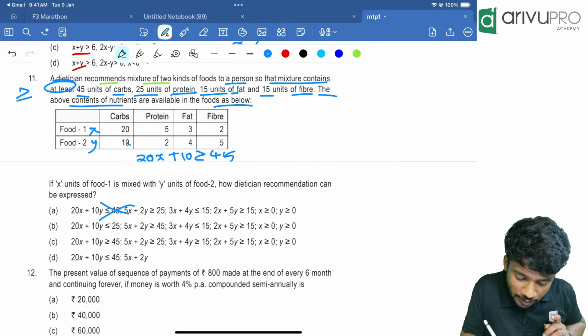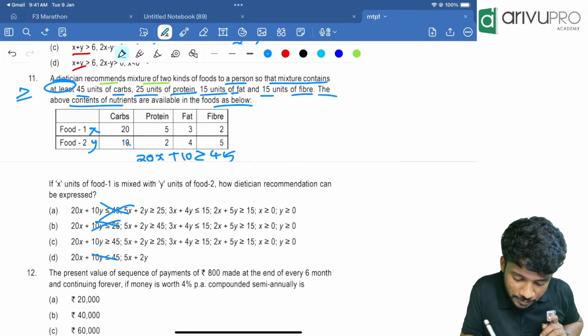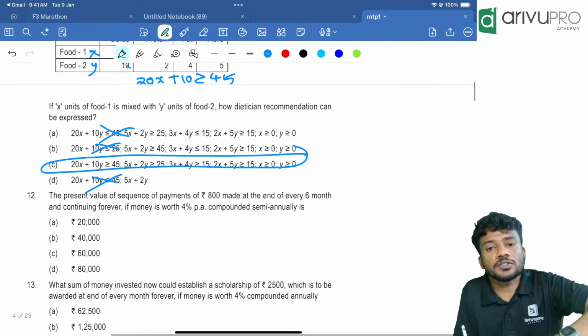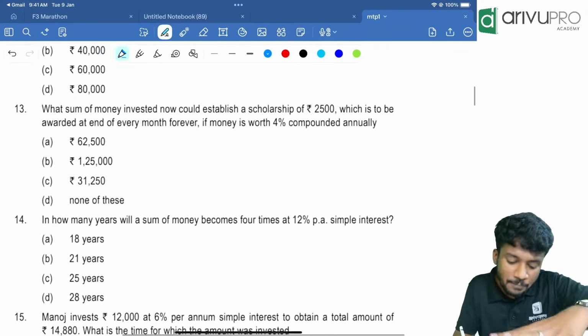That means looking at that, option A is wrong, option B is wrong, option D is wrong. The only possible answer is option C is your answer. Got the point? Yes. Next one.